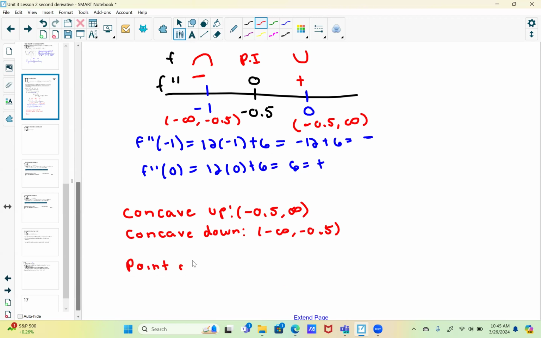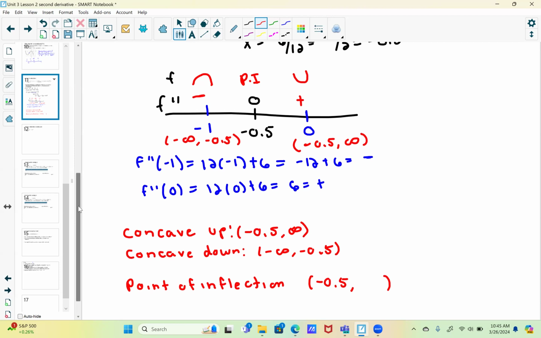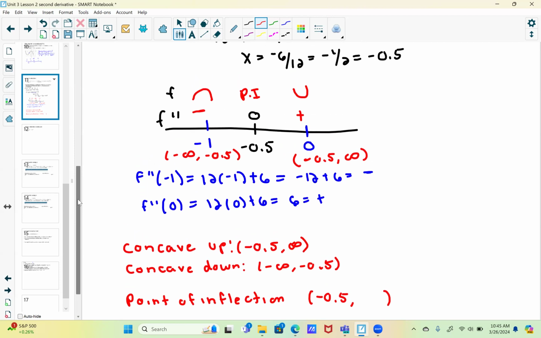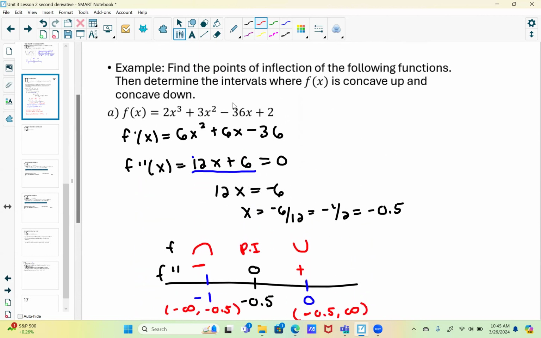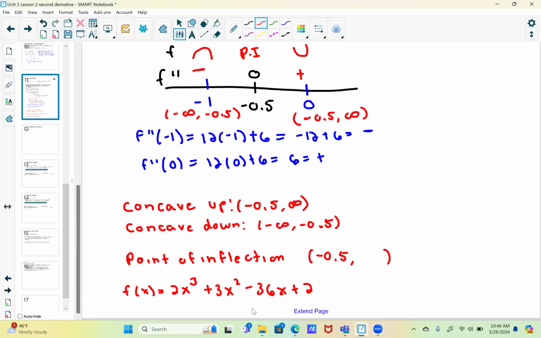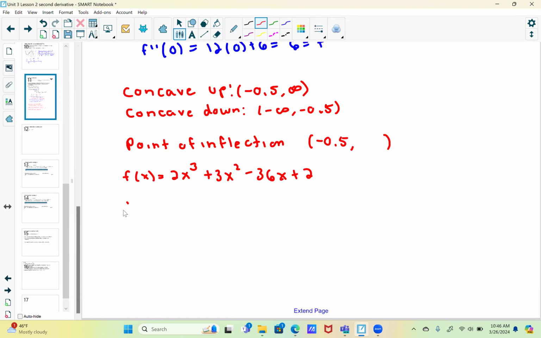Now, for our point of inflection, we need it to be a point, not just an x value. So we know the x value is -0.5, but I still have to find that y value. So to find that y value, we want to find the y value on the original function. So I'm going to take -0.5 and I'm going to plug it in to my f of x, my original function. So I wrote my f of x down here, and I'm going to plug in -0.5.